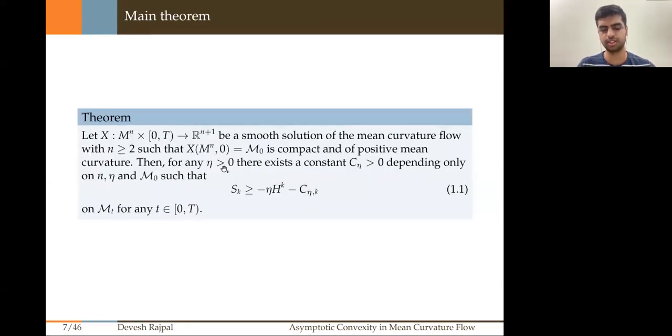We were trying to prove a certain convexity estimate, which goes as follows. If we have a smooth solution of the mean curvature flow, where the initial hypersurface is compact and of positive mean curvature, then for any eta positive, there exists a constant depending only on our initial conditions and n, so that S_k is greater than or equal to negative eta times H to the power k, minus C. So the negative part of S_k can be controlled up to a constant, and with a factor eta, which is arbitrary.